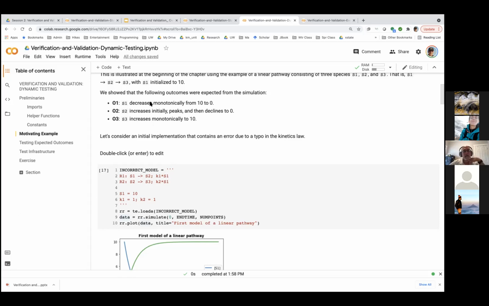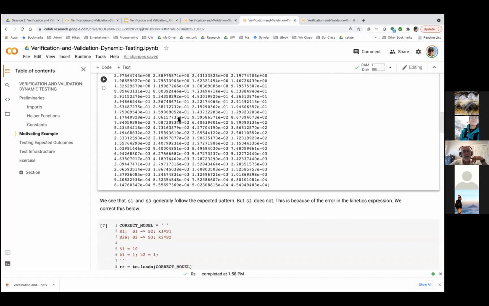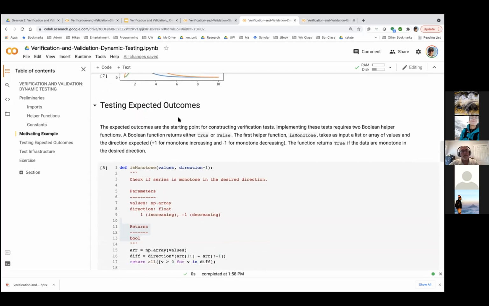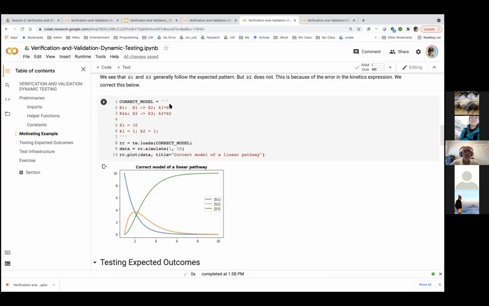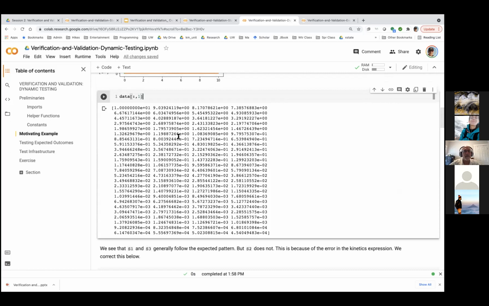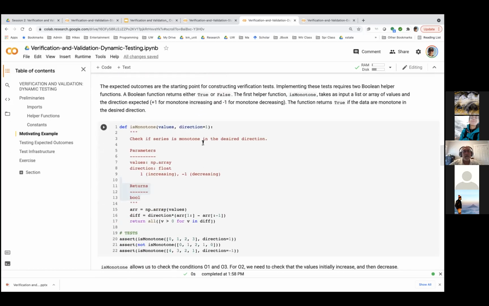That's our first step. We have to be able to express these tests over here for the 3 chemical species. So let's talk about that. That's this right here, testing expected outcomes. So here's the first function, is_monotone. What is_monotone does is it takes in an array of values, like what I just showed you up here, we take in data like this. This is S1. And the other thing it takes in as an argument is the direction.